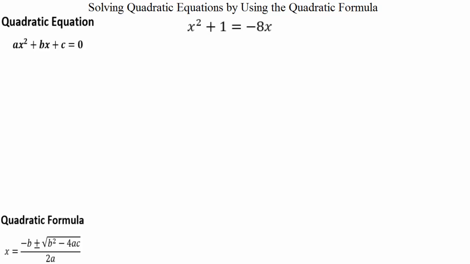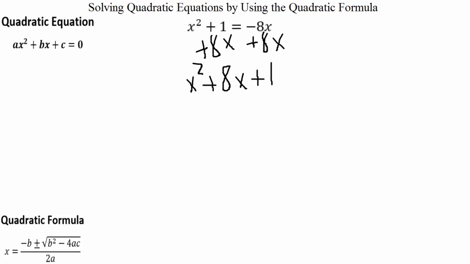So then if we want to get this into the proper format, we need to move that negative 8x over. So we would have to add that to both sides. So I'm going to say plus 8x, plus 8x, giving us, well, I'm going to drop down the x squared term first, then plus that 8x, then plus the 1, so it's in the proper form. And then that's all going to be set equal to 0.